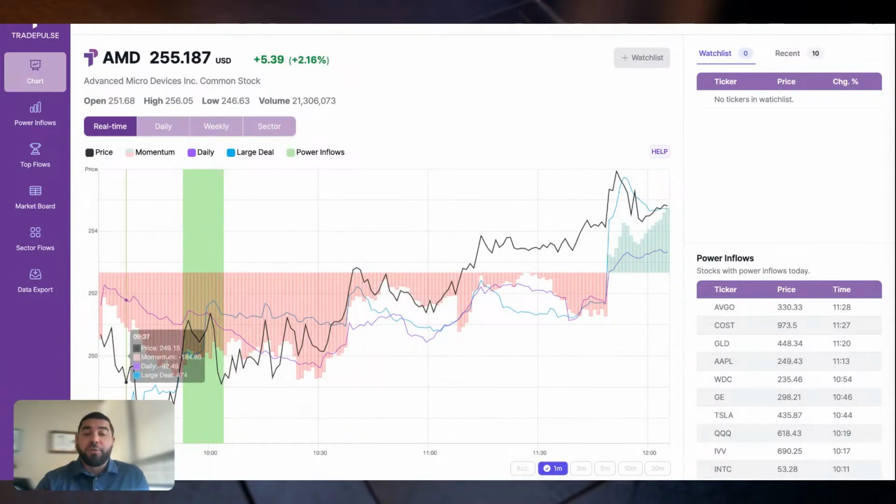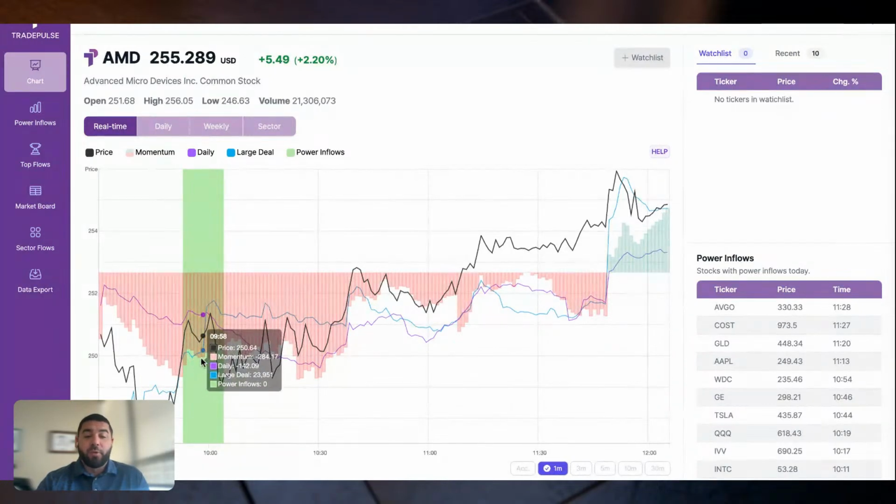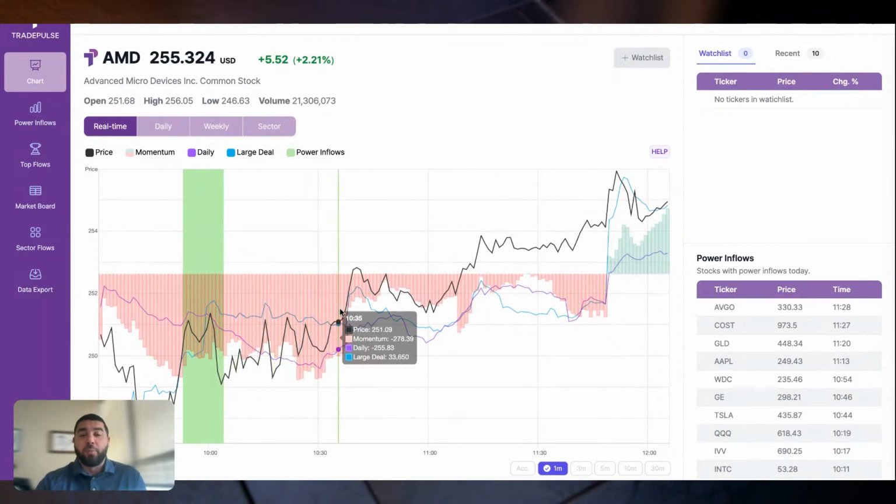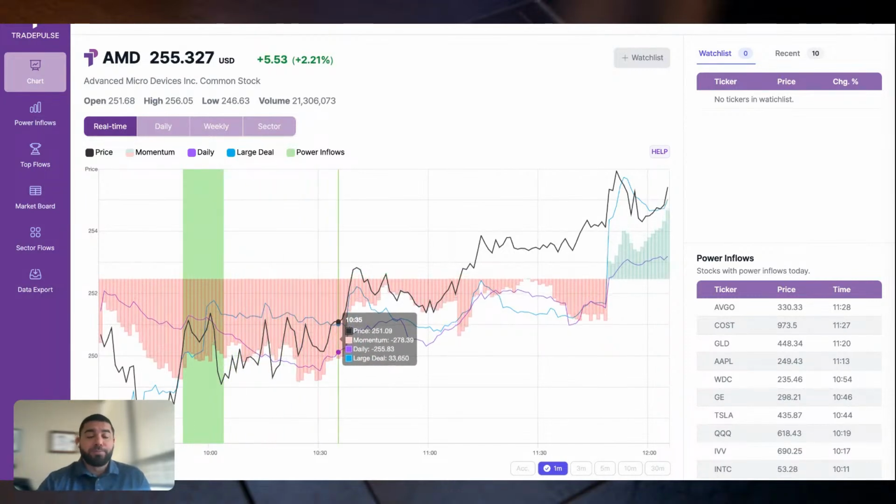Similar deal with the large deal flow data. Again, you can see that light blue line was pretty flat, dipped a little bit, and then shortly following our signal, or even right before, it really spiked up. You can see it's been trending upwards throughout the day as well.